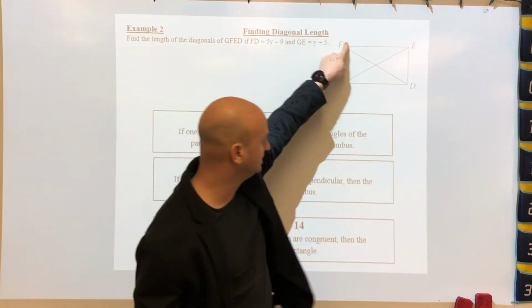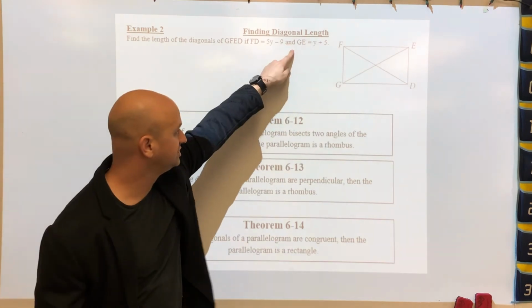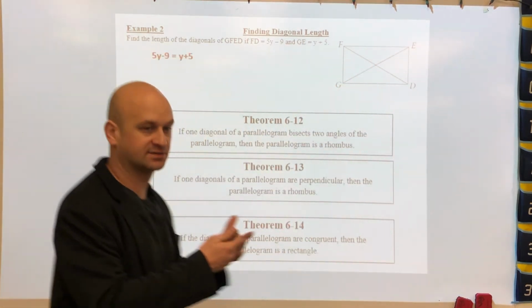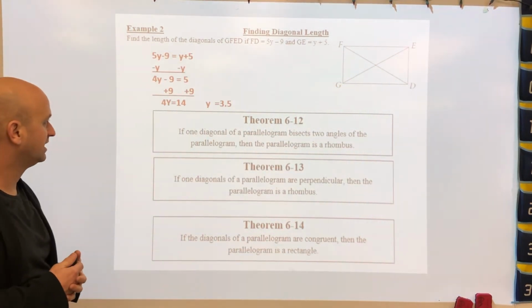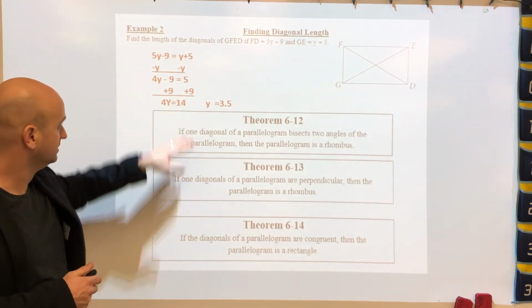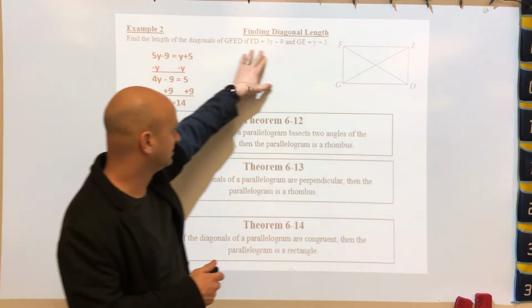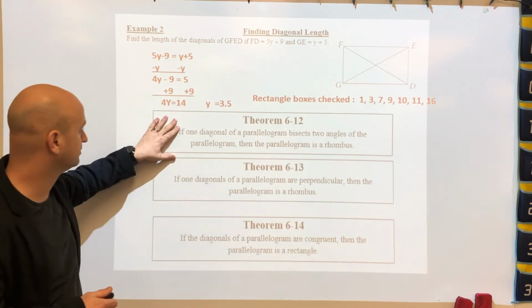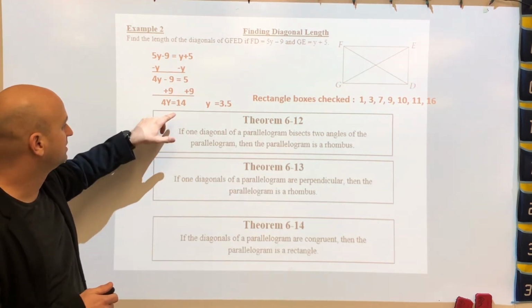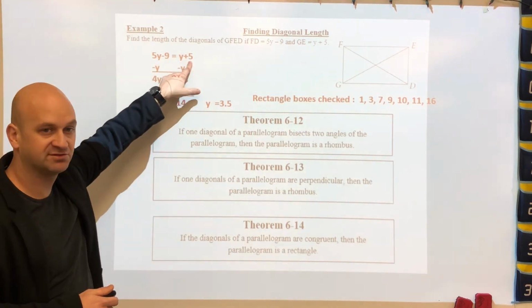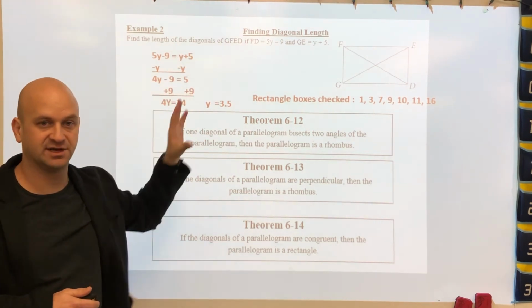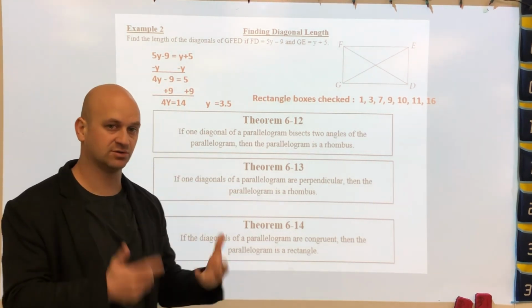Okay. All right, so since diagonals are congruent, we can set them equal. So FD is this whole length, and GE is this whole length, and we can set them equal to each other. And we get Y is equal to 3.5. And all it asks for is the length of the diagonal, so now we have to plug it back in to get your answer. So 3.5 plus 5 would give you a length of 8.5. So make sure again you read the questions carefully.